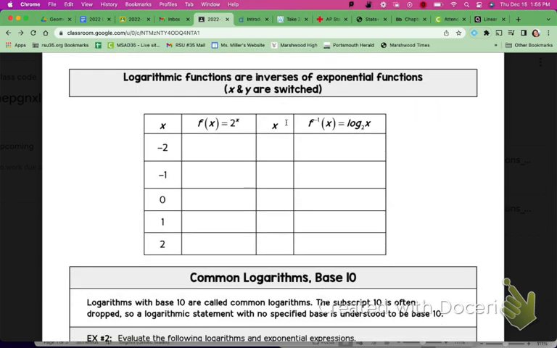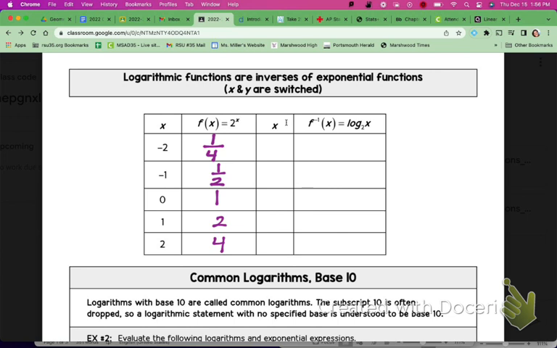Okay, so let's look at how the actual functions themselves can be inverses of each other. We have an exponential function for f of x, and then we have its inverse, which is the log. If I wanted to evaluate f at negative 2, that would get me 1 over 2 squared, which is 1/4. F evaluated at negative 1 would be 1 over 2, so 1/2. F evaluated at 0 would be 2 to the 0, so 1. F evaluated at 1 would be 2 to the 1, which is 2. And at 2 it would be 4.